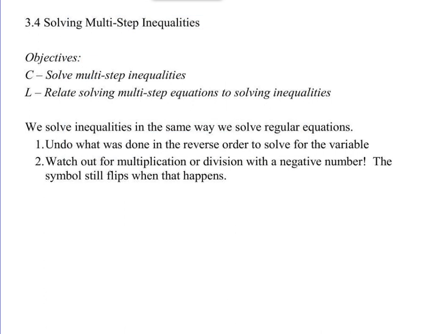Section 3.4, solving multi-step inequalities. All we have to do is remember that we solve inequalities in exactly the same way as we solve regular equations. Undo what was done in reverse order to solve for that variable, except for one small catch, which is to watch out for multiplication or division with a negative number. If that happens, the symbol flips.